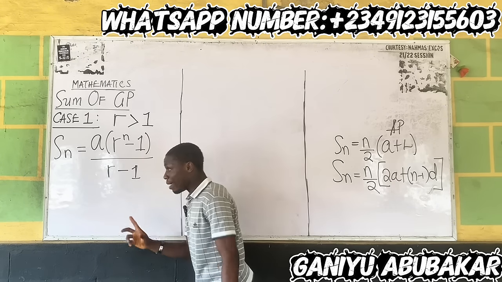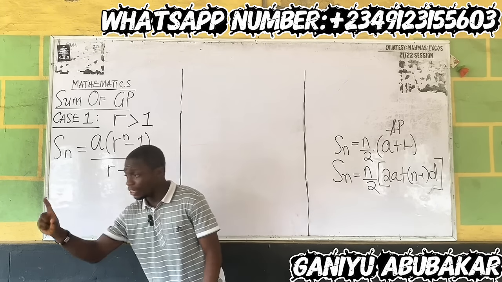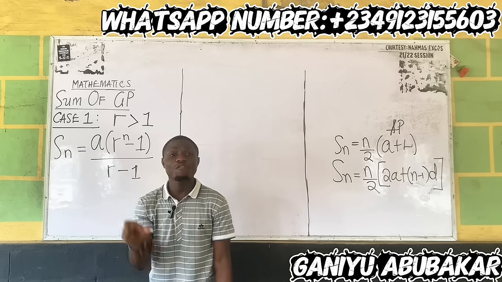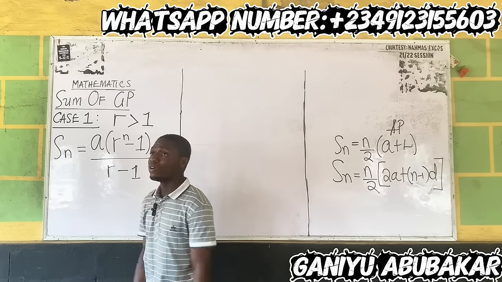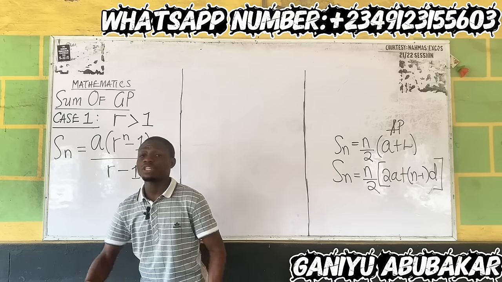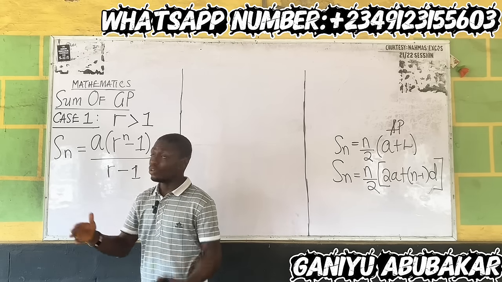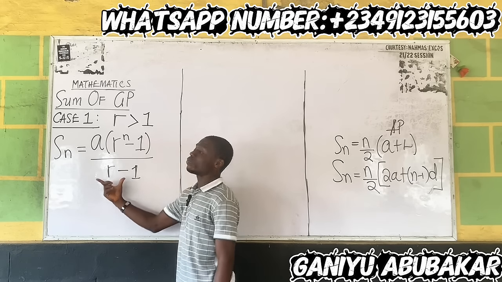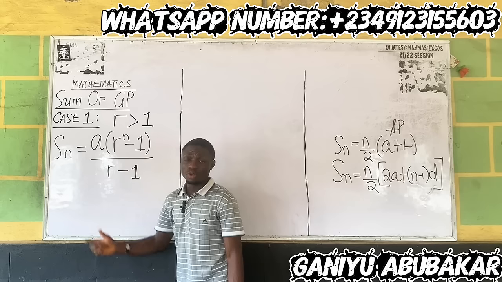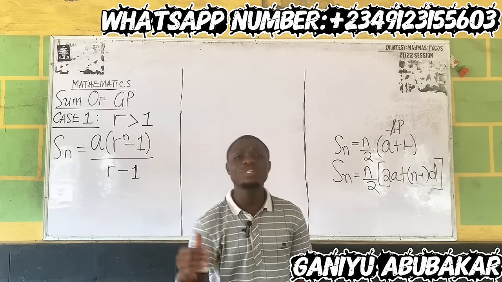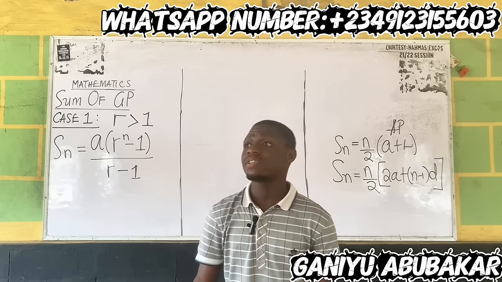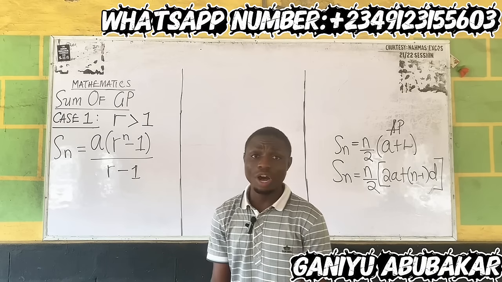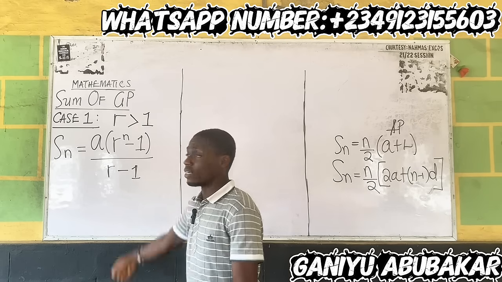So in a case where you are given a GP and after getting your r, the value of r is, let's say, 2, 3, 4, whatever, so long as the value is greater than 1, use this expression. But in a case where the value is less than 1, let's suppose 1 over 2 is the value of r, you can't use this.